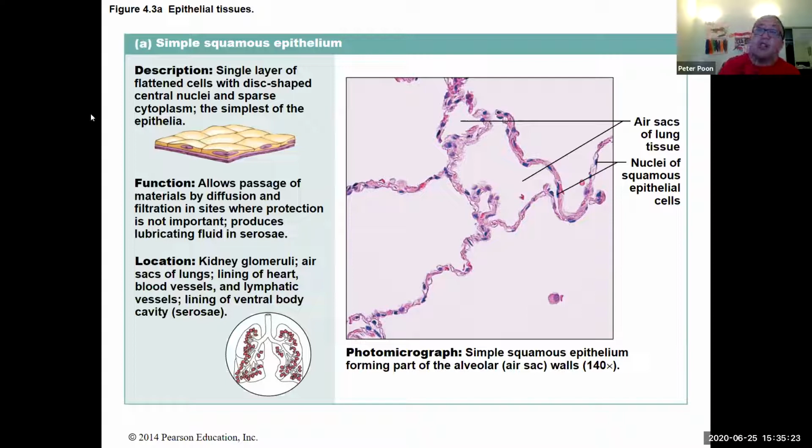For all of these, for all the pictures, I want you to understand what makes this one different from all the others. Because literally, I will give you a picture and ask you what type of epithelium or what type of connective tissue it is, etc. So be prepared.